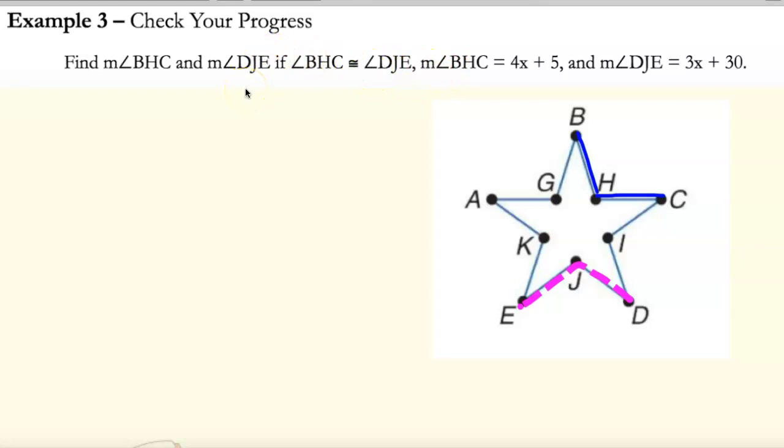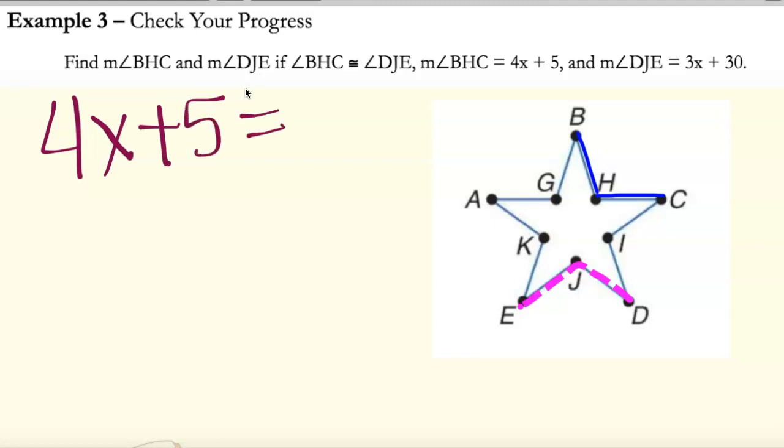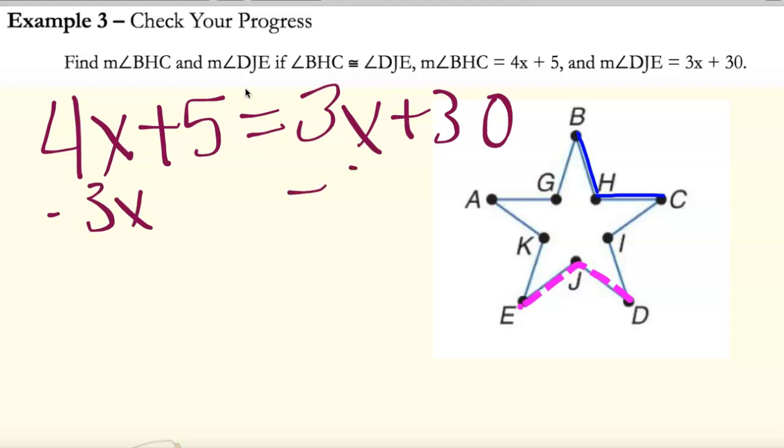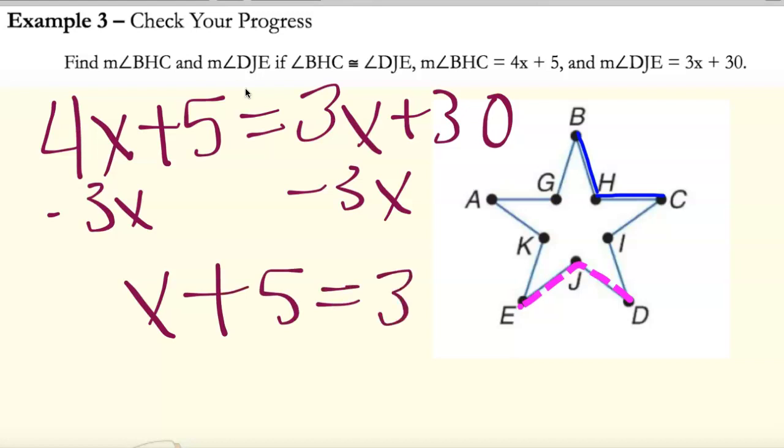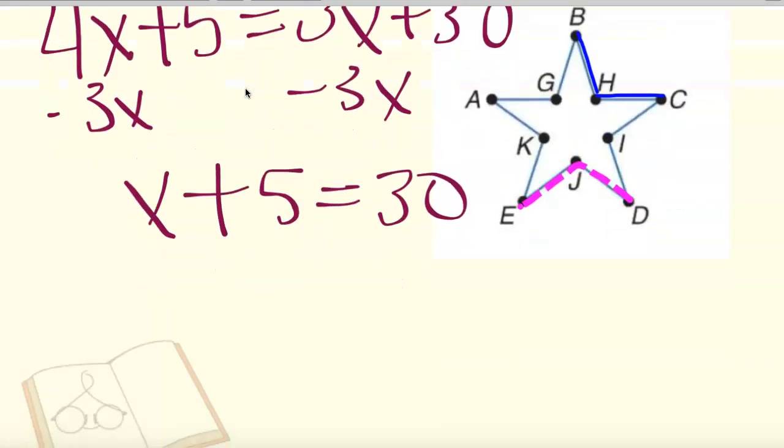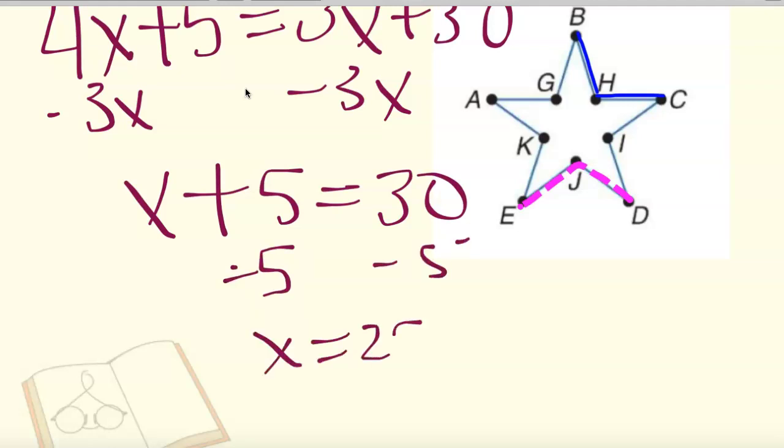So based on that information, we're going to go ahead and write an equation. Congruent means the same. So we'll have our first side, 4x plus 5, that is going to equal our other side, 3x plus 30. And we're just going to go on to solve an equation. So I'd subtract 3x from both sides. I get x plus 5 is equal to 30. Next step would be to subtract 5 from both sides, and you get x equals 25.